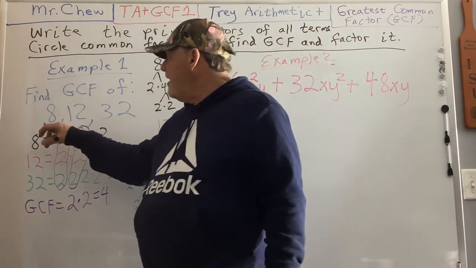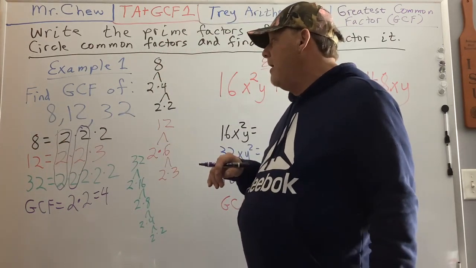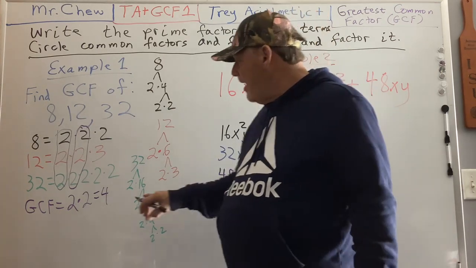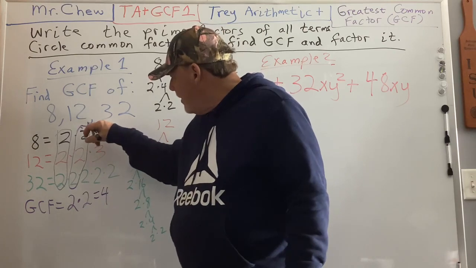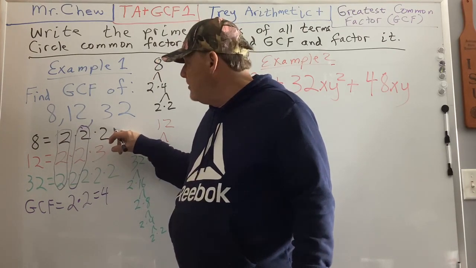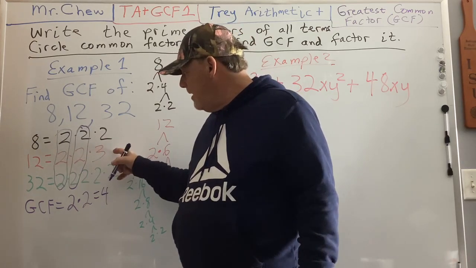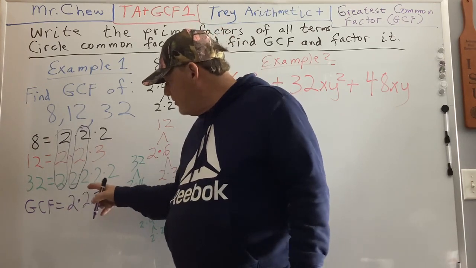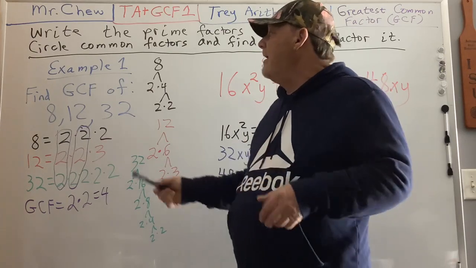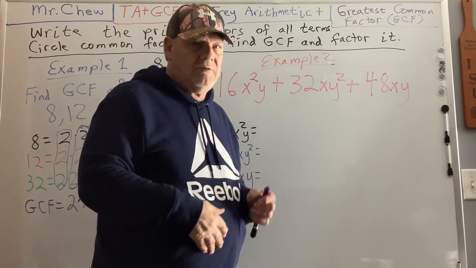That means that I could divide all 3 of those by 4, and that is the biggest number I could divide them by. And when I divide by 4, what is left? 2 and the 8. Because 8 divided by 4 is 2. I'll show you how that works in a minute. 12 divided by 4 is 3. 32 divided by 4 is 2 times 2 times 2, which is 8. All right, that's just doing a simple GCF of 3 numbers.